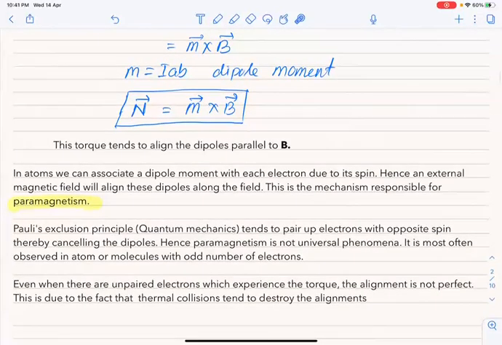But even if you have unpaired electrons, which may experience a torque, the alignment is not really a perfect alignment because of thermal collisions, which destroy these alignments. Therefore, you don't get a perfect alignment with such paramagnetism.